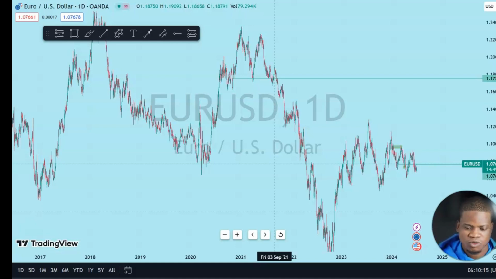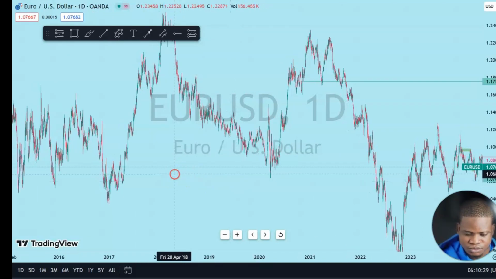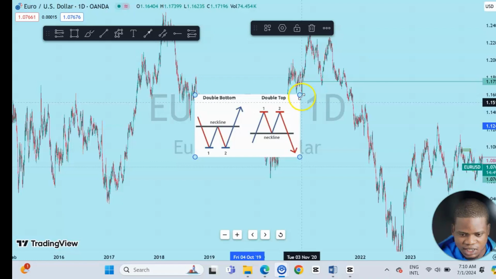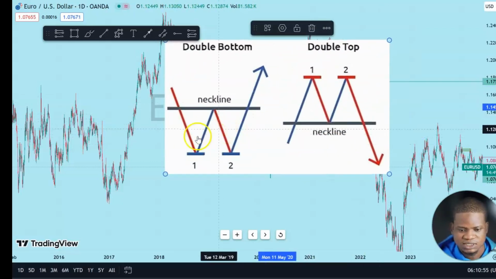So double top, we call it double top pattern or M pattern, and the double bottom, we call it double bottom pattern or W pattern. And the reason why these patterns are named so will be explained during the course of this video. So let's look at this particular picture. You would see that in this diagram I have on my chart, this looks like a W, which is the double bottom pattern, and this pretty much looks like M, which is the double top pattern.